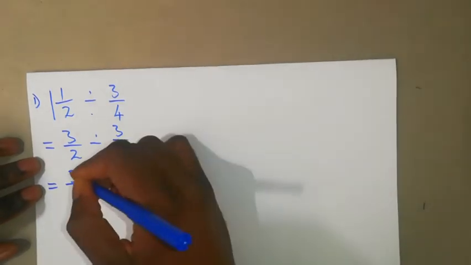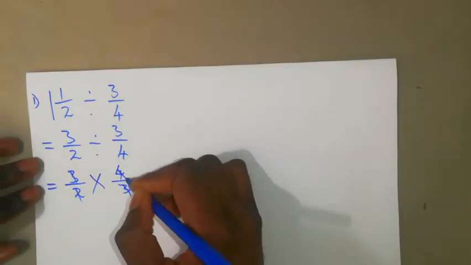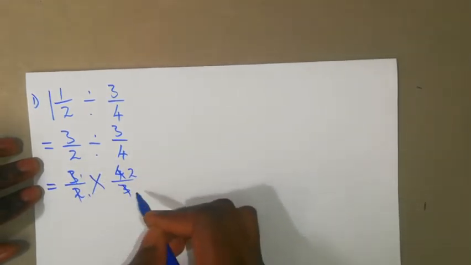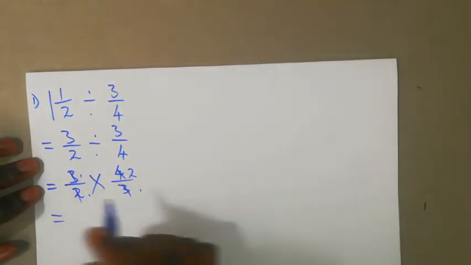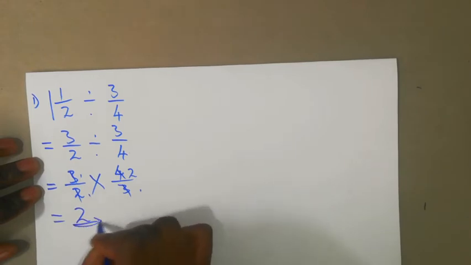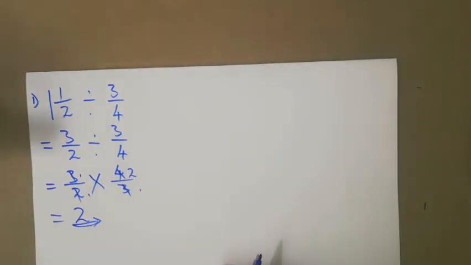Then we cross divide. So these are ones, ones, ones. So your final answer here is equal to what? 2. Your final answer here is equal to 2.